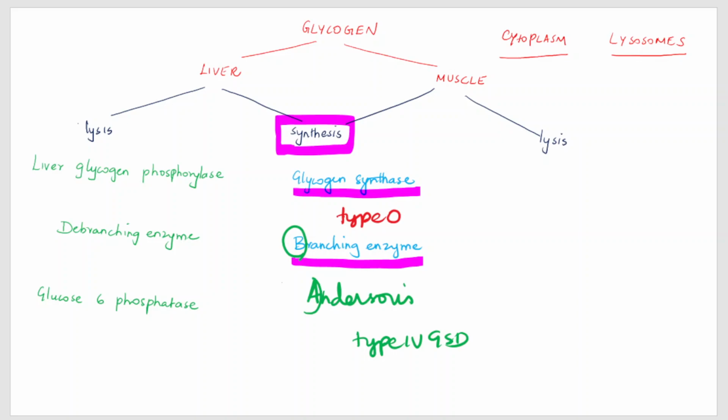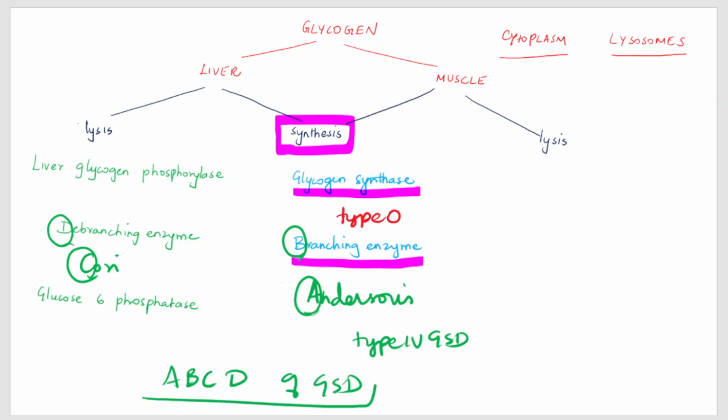So we've already seen CD, now AB, right? What is that CD? CD is nothing but Cori's disease caused by debranching enzyme, and Andersen's disease is caused by deficient branching enzyme. So this is the A, B, C, D of the glycogen storage diseases. Cori is type 3, Andersen is type 4.